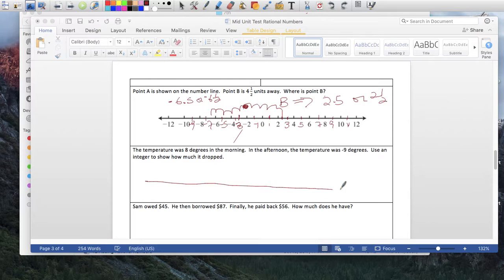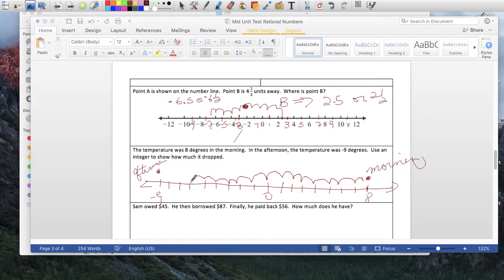So here's your temperature. I'm going to use a number line. It was 8 in the morning. And then it dropped by 9. In the afternoon, the temperature was negative 9 degrees. So it went all the way 7, 6, 5, 4, 3, 2, 1, 0. Negative 1, negative 2, negative 3, negative 4, negative 5, negative 6, negative 7, negative 8, negative 9. So in the afternoon, it was here. How much did it drop? Well, it dropped 1, 2, 3, up to 17. So the drop was negative 17.